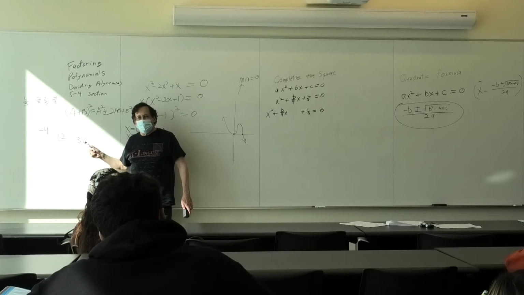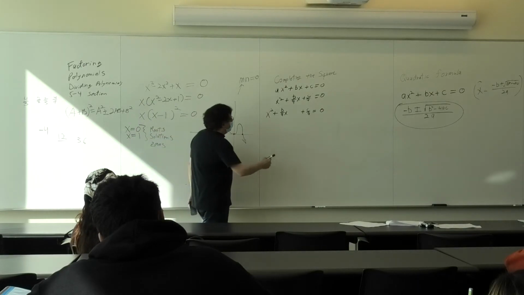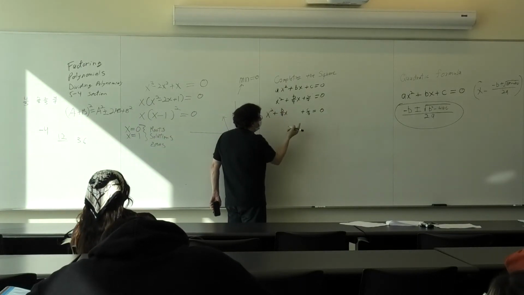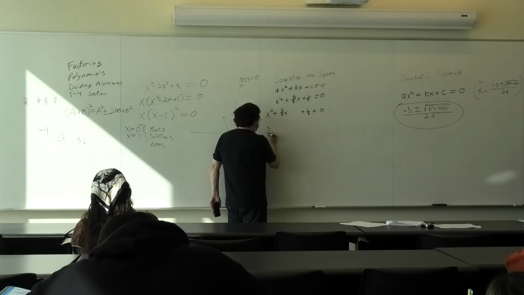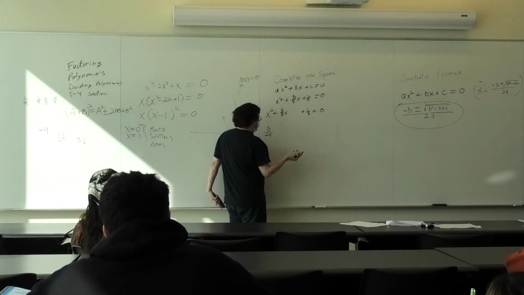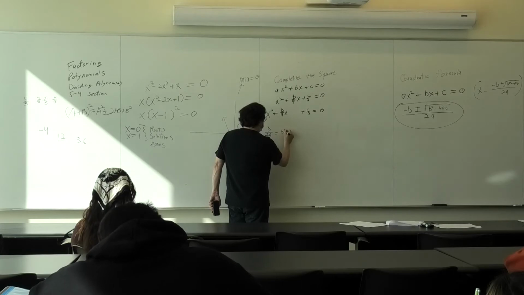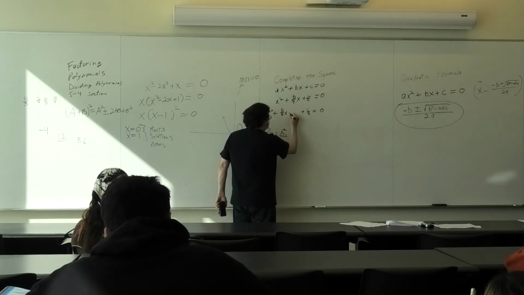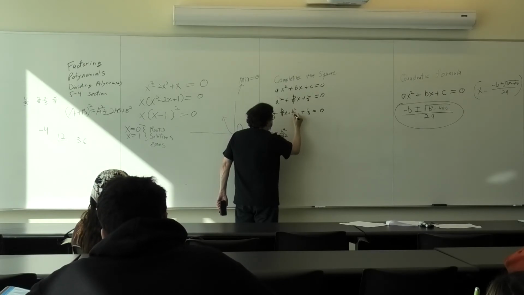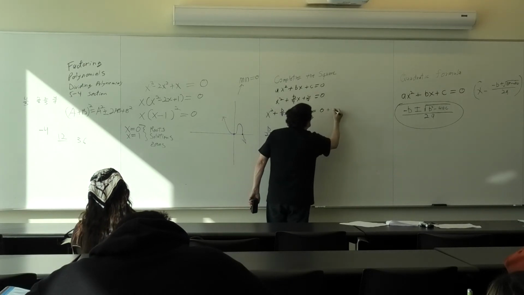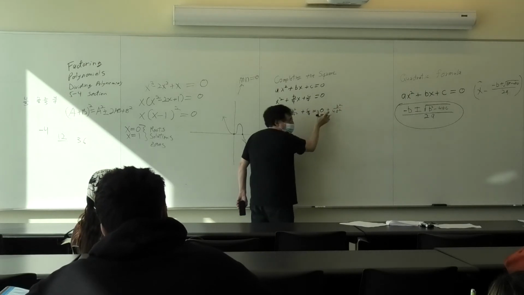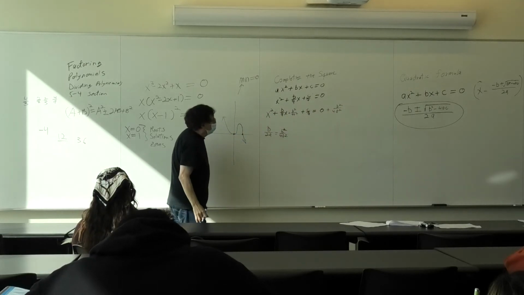Divided by 2 and I squared it. So I divide b over a by 2, that's b over 2a, and I square it. So I get b squared over 4a squared. I add b squared over 4a squared to both sides to keep things balanced, right?